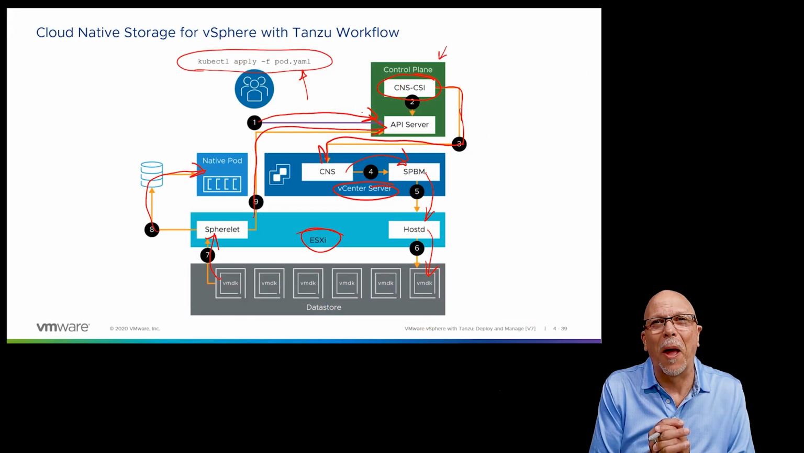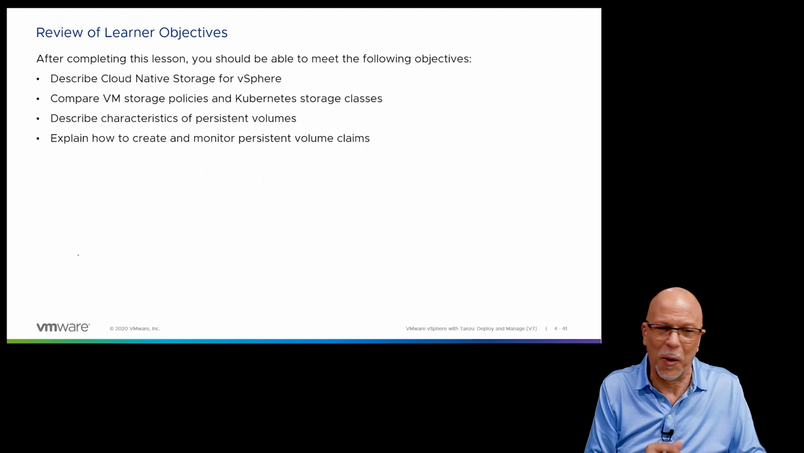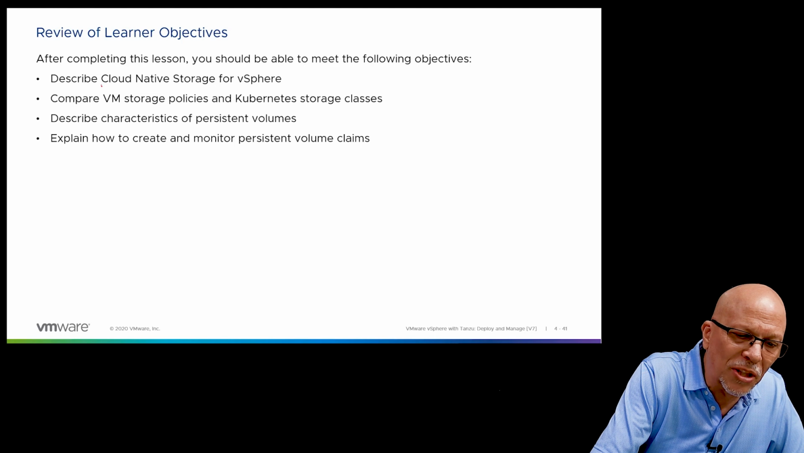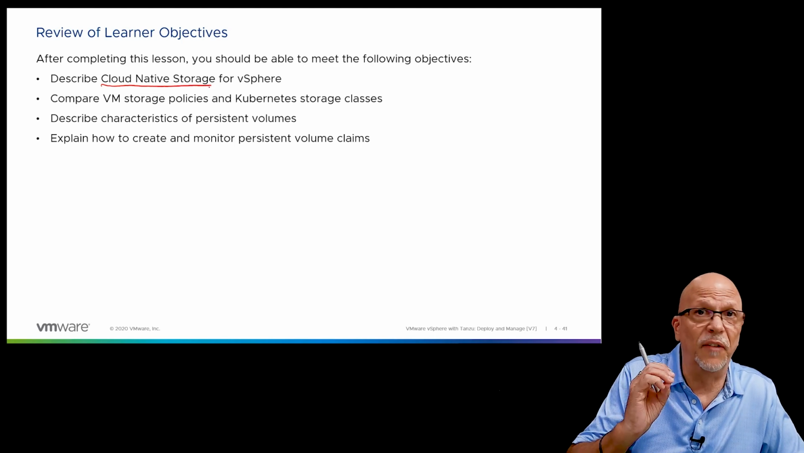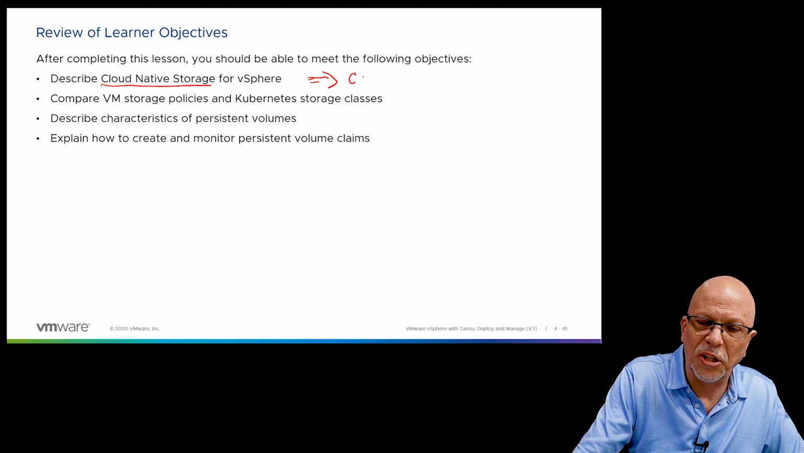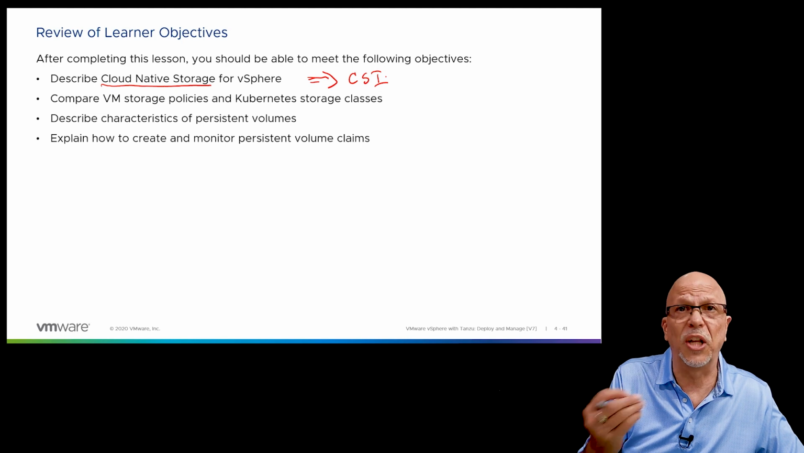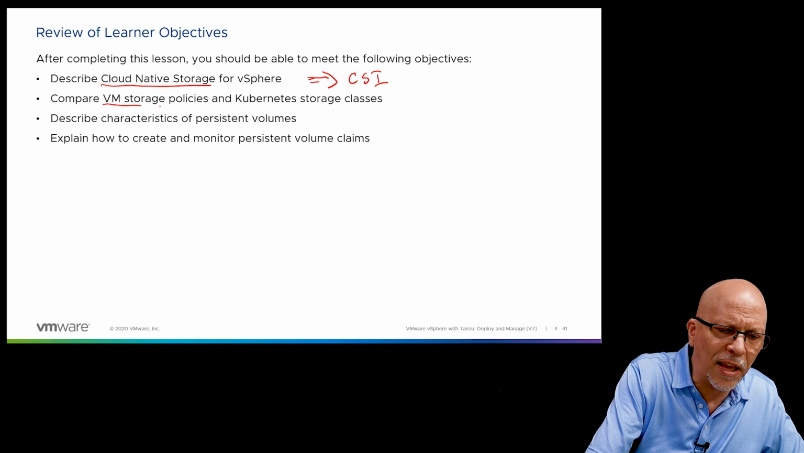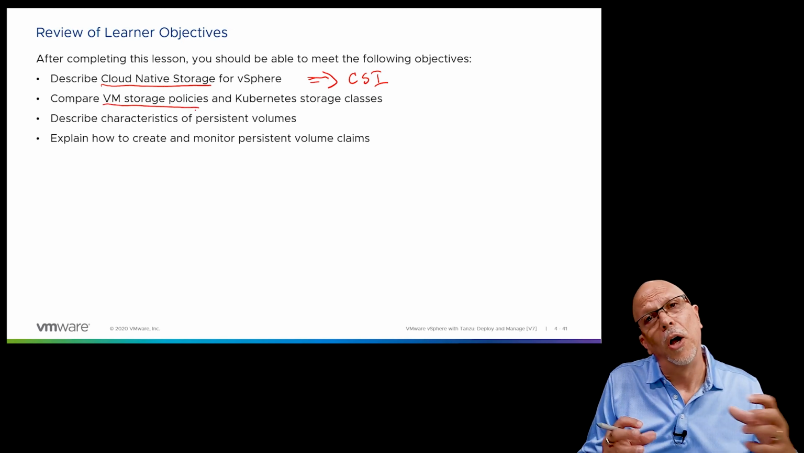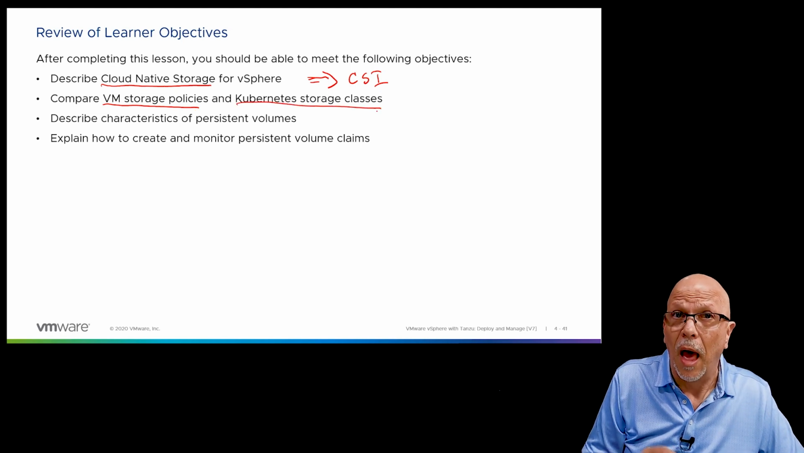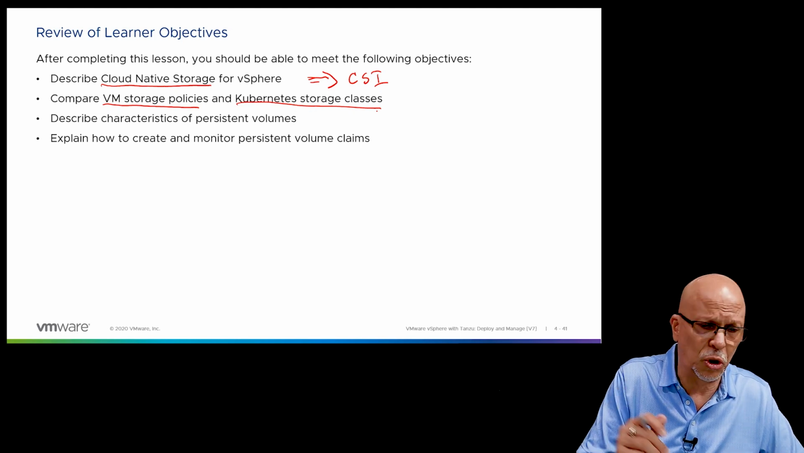So let's go play with it. And how are we going to do that? We're going to jump into a lab. But to review before we jump into the lab, we talked about the CNS. Again, this is the VMware implementation that's plugging into the CSI container storage interface plugin architecture of Kubernetes. We've explained to you that our VMware storage policies are converted or translated into Kubernetes storage classes. And that's what your developers and people will see in the kubectl CLI, the storage classes.